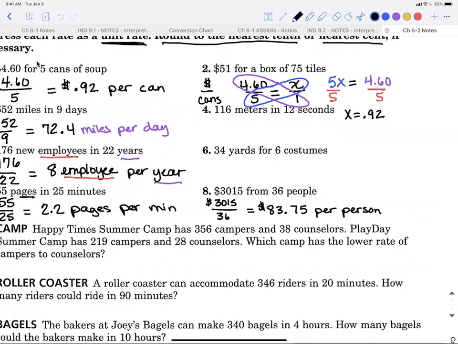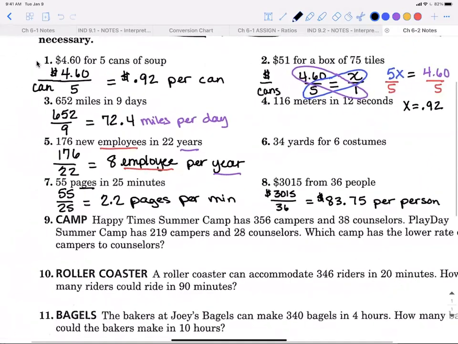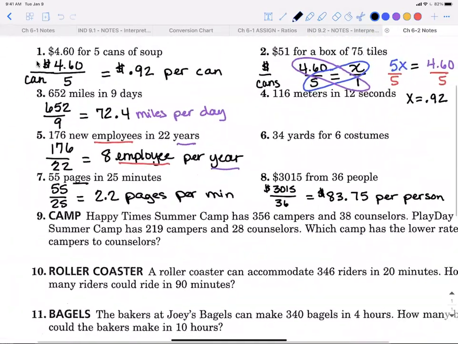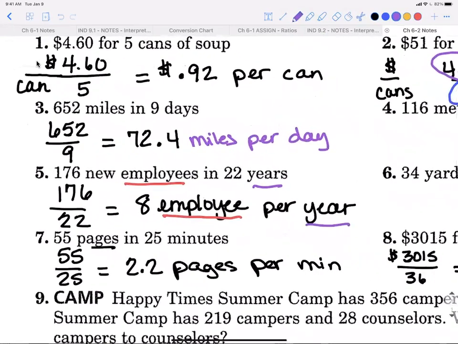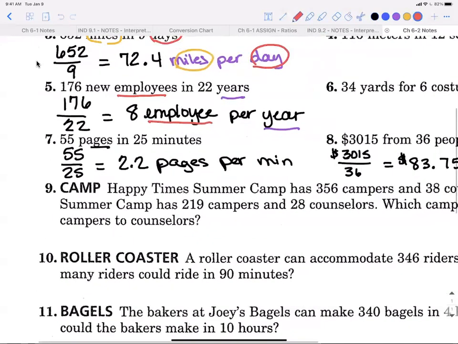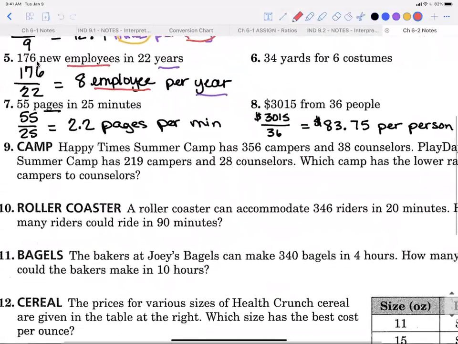Okay. $83.75 per person, 2.2 pages per minute, 8 employees per year. Okay, 72.4 miles per day. And notice again, looking at number 3, you've got miles, and so you've got miles per day. So you've got day. Your problem and your answer should always match. All right. So now let's look at number 9.